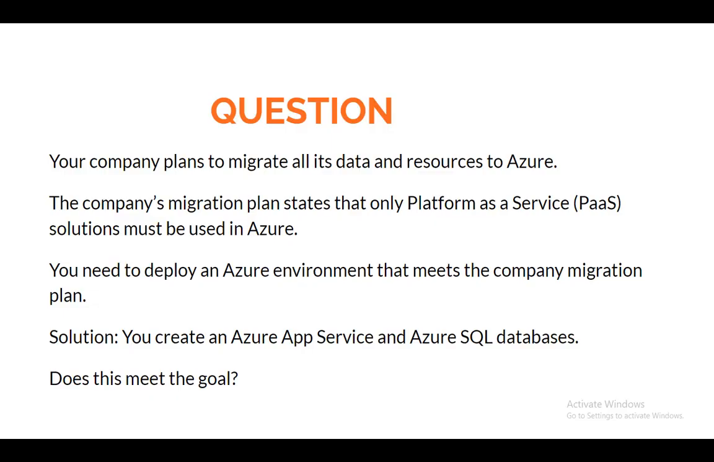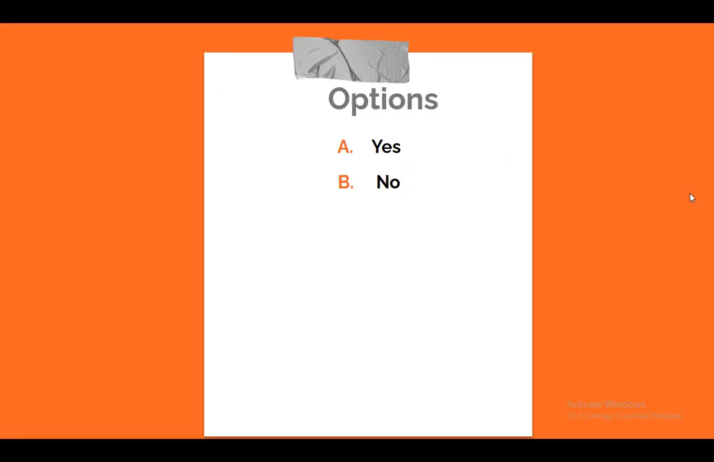Next question. Your company plans to migrate all its data and resources to Azure. The company's migration plan states that only platform as a service solutions must be used in Azure. You need to deploy an Azure environment that meets the company migration plan. Solution. You create an Azure App Service and Azure SQL databases. Does this meet the goal? Option A, yes. Option B, no. The correct answer is option A, yes.